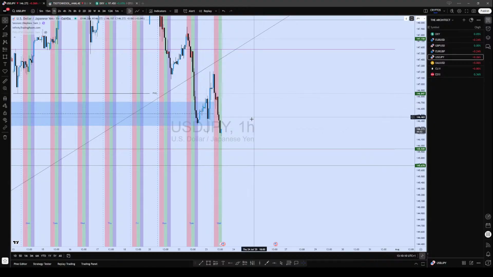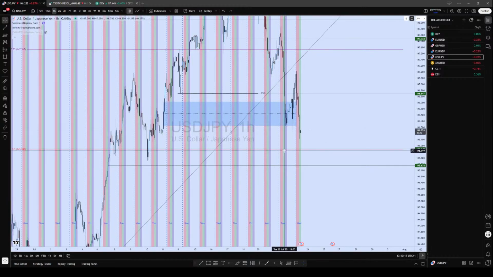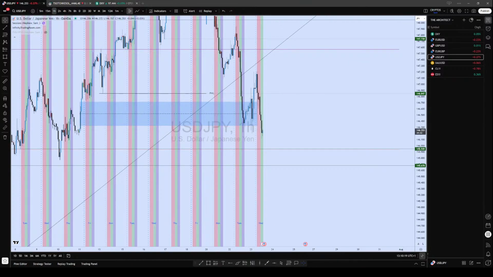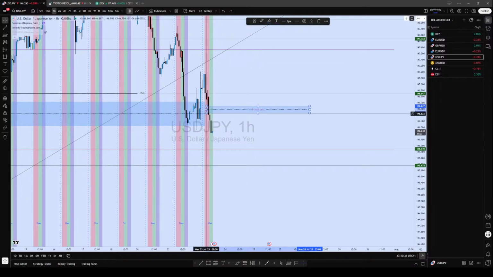Dollar yen, same thing. We dropped nicely yesterday into the gap. I said partial out, but we're expecting 50%, 145.94. That is the draw on liquidity. Again, this New York session, watch this order block here and the fair value gap for a continuation to the downside. If we pull back to it, expect price to reject and go lower.